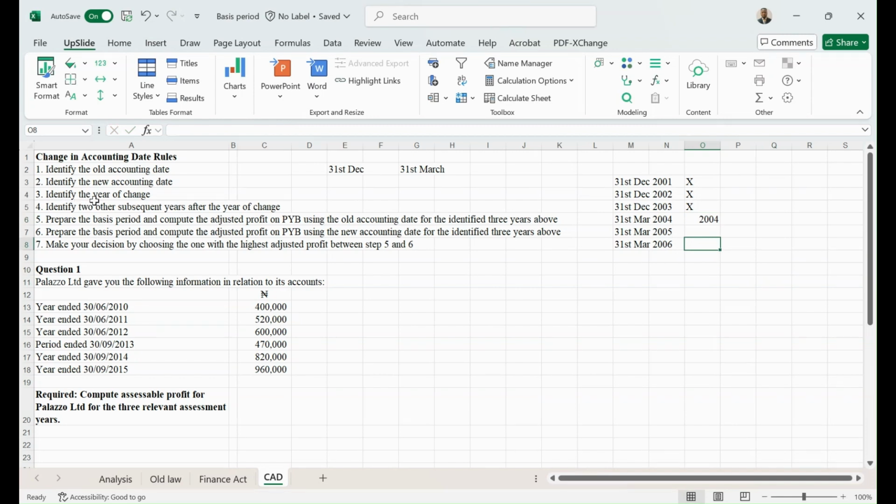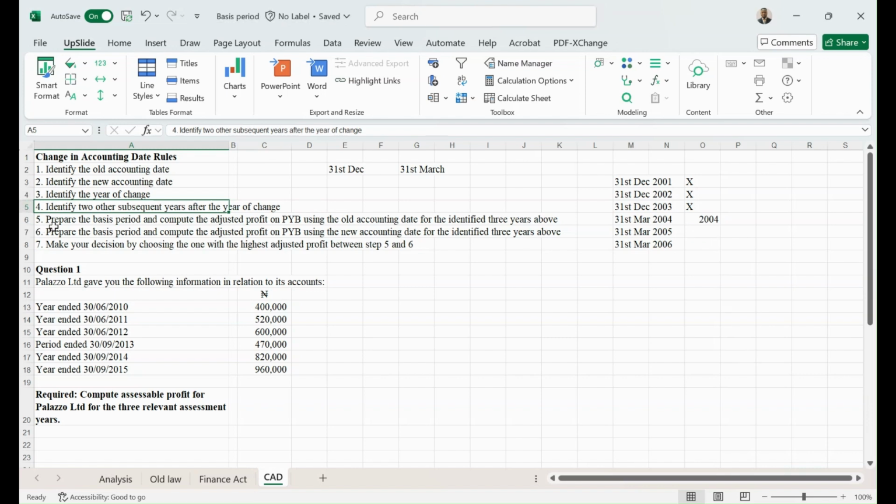Once you identify the year of change, the next step is to identify two other subsequent years after the year of change. In this scenario, the two subsequent years are 2005 and 2006. These 3 years will form our relevant years of assessment under the change in accounting date rules. So the three relevant years in this scenario are 2004, 2005, and 2006.